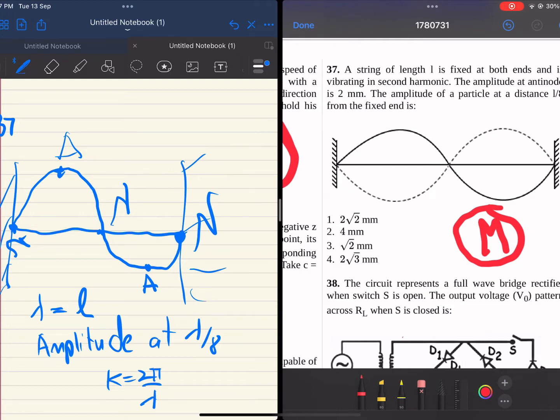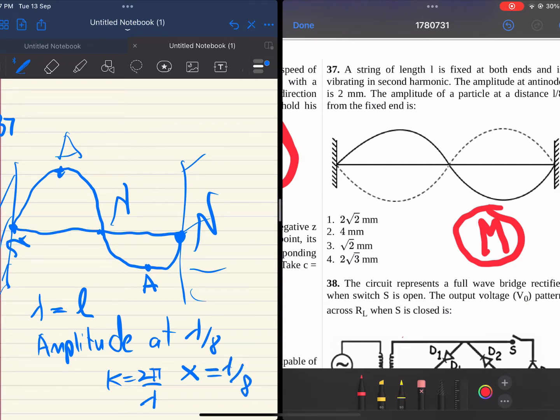So we should use the equation: amplitude is equal to A0, that is the maximum amplitude, sin kx, and k is equal to 2 pi by lambda. X here, the position at which they want us to find the amplitude in this question, is equal to lambda by 8, because lambda is equal to L here.